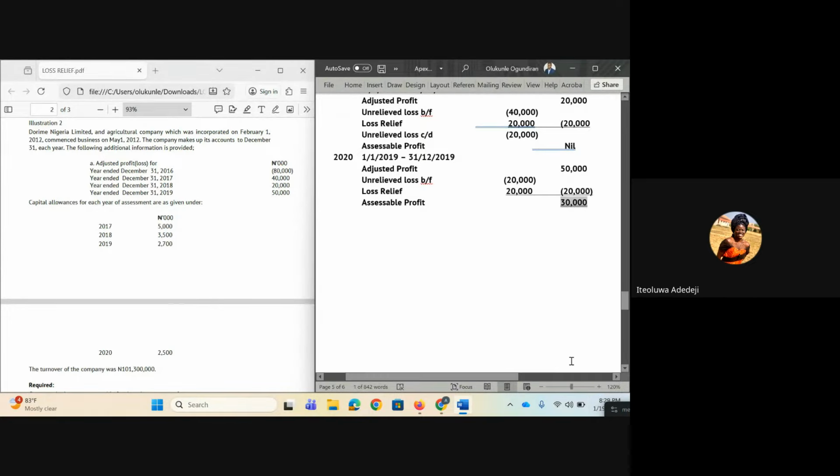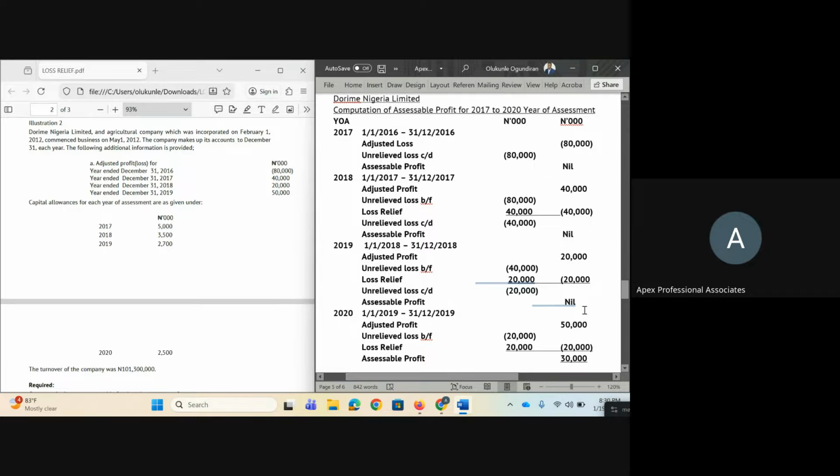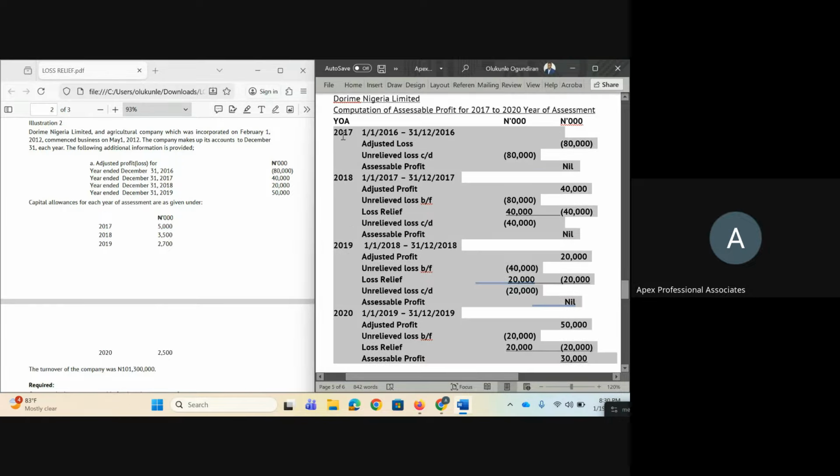Do you have any question? Someone asked something in the chat: is there a restriction to the amount of loss to be relieved in the year of assessment? No, there's no restriction. Losses can be carried forward indefinitely, and you don't have any restriction whatsoever in absorption of loss. All right. Do you have any other question? Okay, sir.